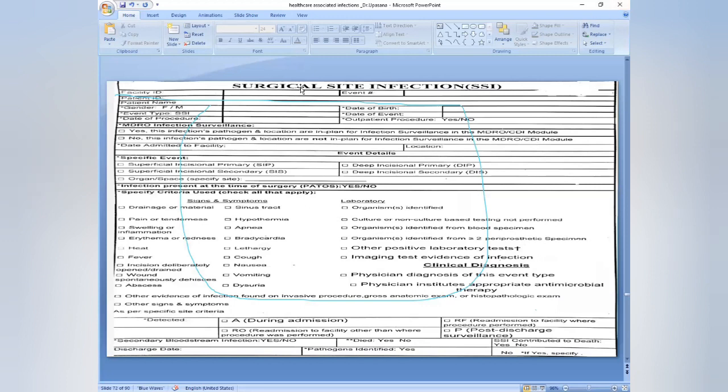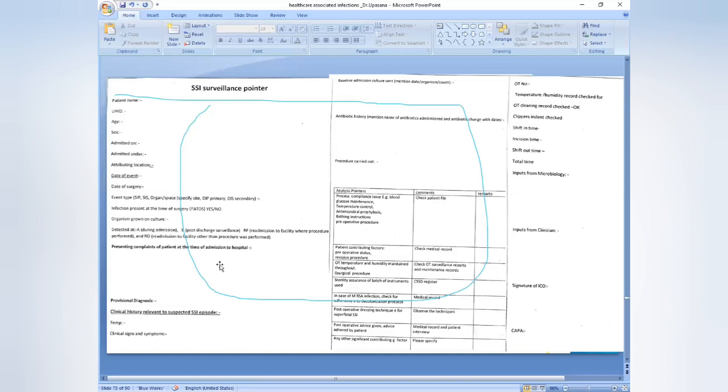Sorry, this is an event form. Again, the prerequisites: date of event, when the procedure was done, the different locations in the infection surveillance plan, areas where a specific event occurred, the different signs and symptoms, and the organism involved in any blood or wound specimen. This is a surveillance pointer.